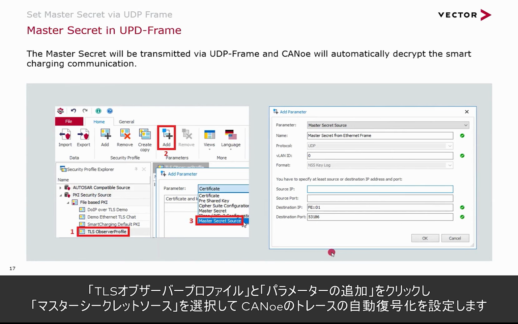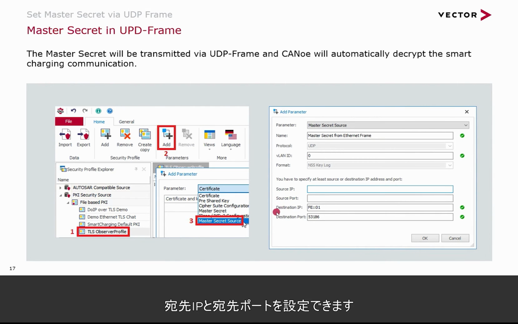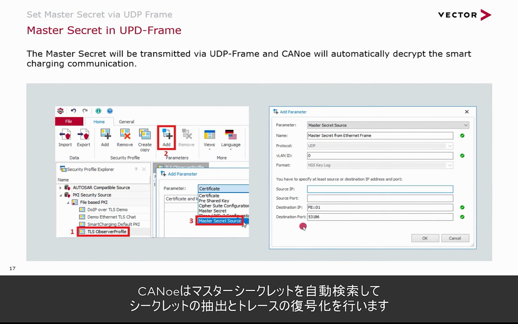How can you configure now CANoe so that CANoe will automatically decrypt the trace? You click to the TLS Observer profile, click Add Parameters, you choose Master Secret Source. This new window will here appear, and you can configure the source IP, source port, destination IP, and destination port of the UDP frame. So if CANoe sees a UDP frame with these values in the trace, CANoe will automatically search for the master secret, extract the master secret, and decrypt the trace.